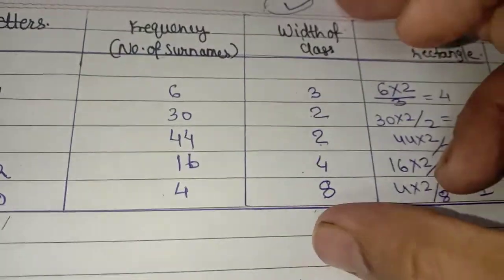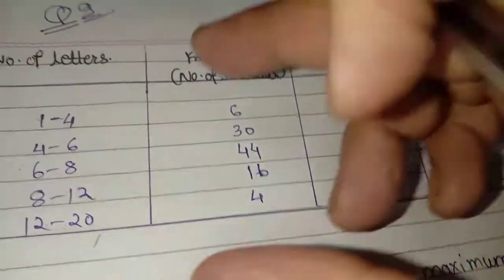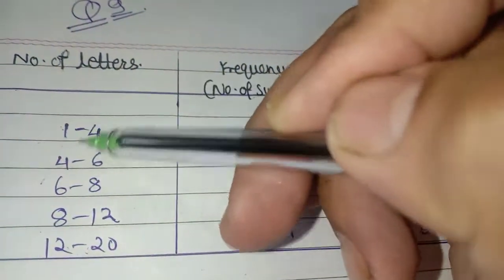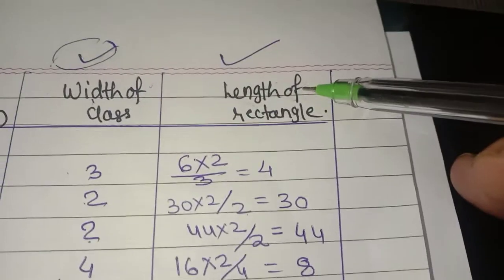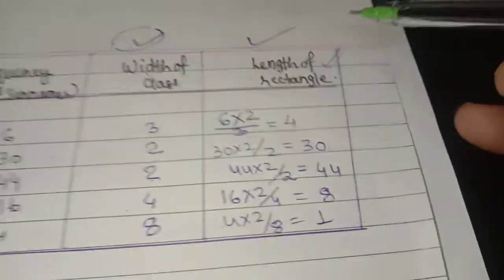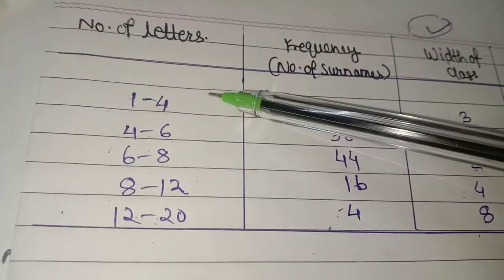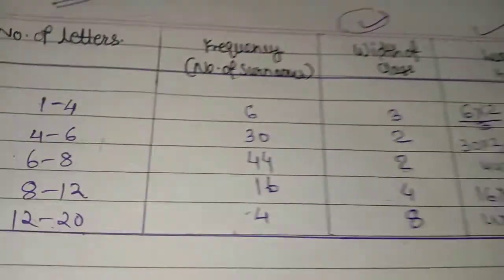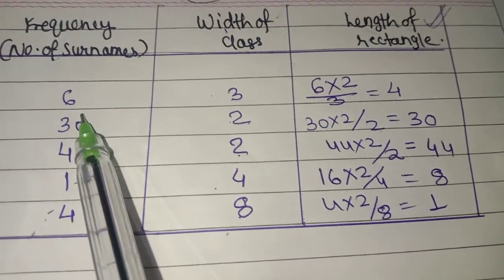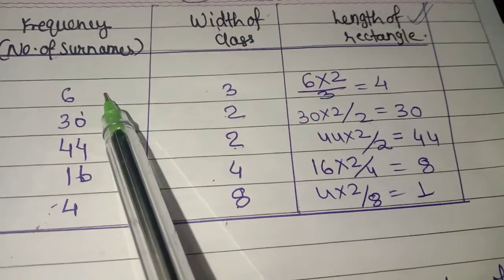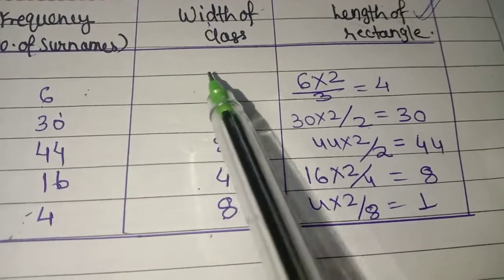When you are going to use this, when you don't have the perfect constant frequency interval between each class, then you have to find out the length of the rectangle, because here we cannot consider a constant length. So for the length of the rectangle, I am giving the formula. You multiply the frequency by 2 and divide by the width.